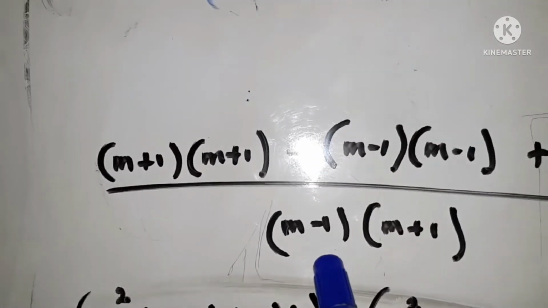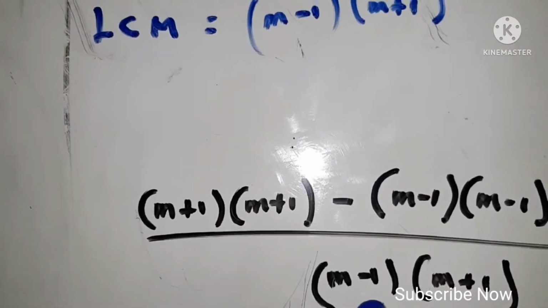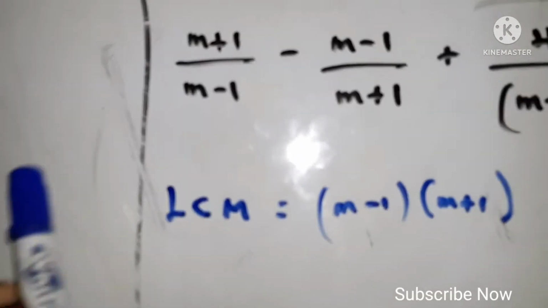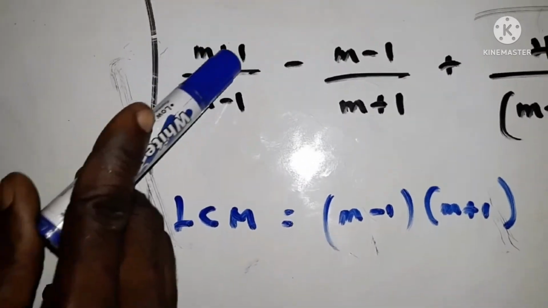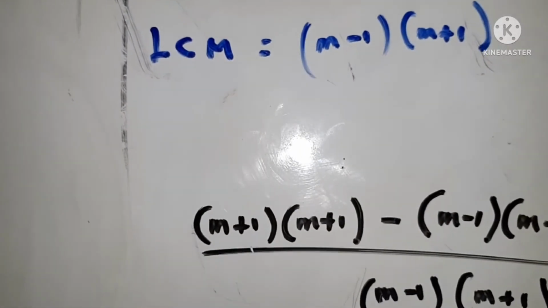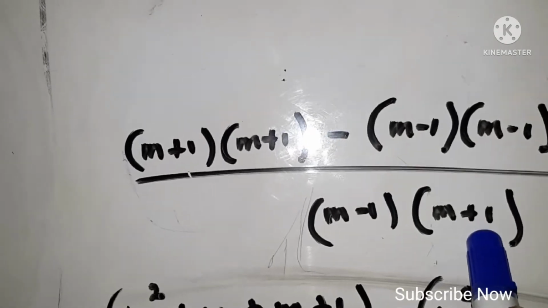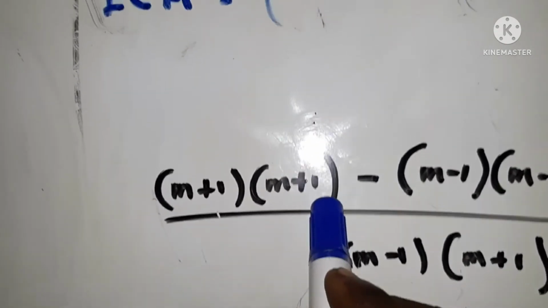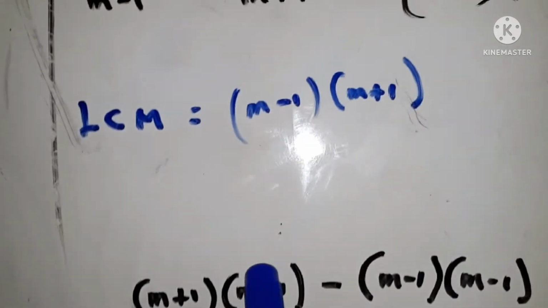Is that okay? The m minus 1 and the m minus 1 here also cancel. So we are going to be left with this m plus 1 here, and then 1 over the LCM, which is what, m plus 1, right? So that will be for the first part. Okay, what about the second part here?